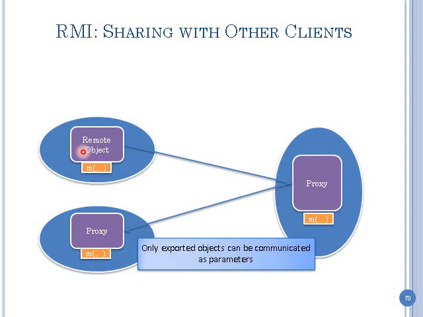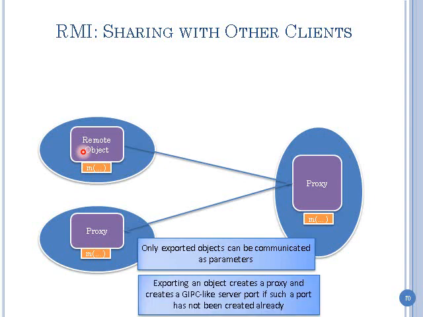Whereas in GIPC, and to be very honest, when I first started using RMI, I thought it worked like GIPC. I didn't ever imagine that the client was also exporting and creating a server port. That's why I always forget to export. So there's a lot of overhead because you have to keep establishing connections and tearing them down. But there's always a trade-off, right? You can pass proxies around, that's true. So exporting an object creates a proxy and creates a GIPC-like server port if such a port has not already been created. That's my understanding of what happens in RMI.